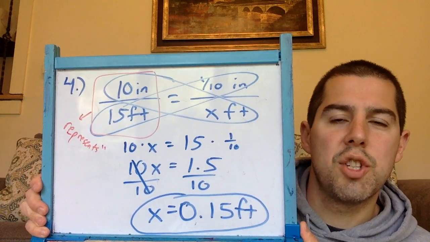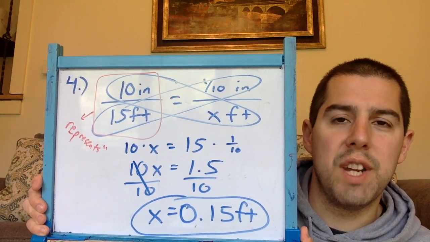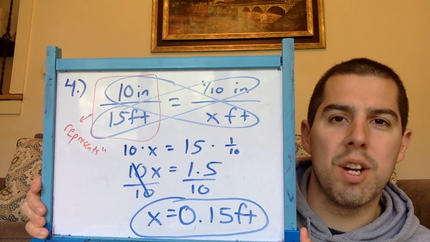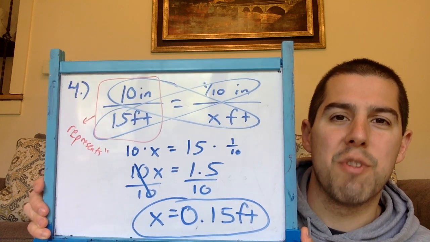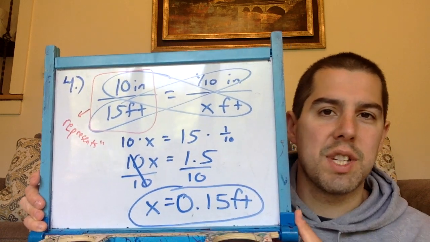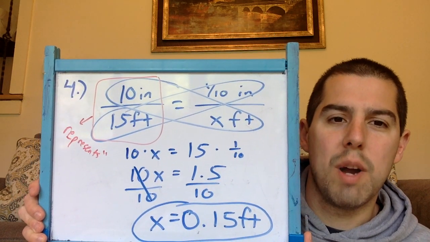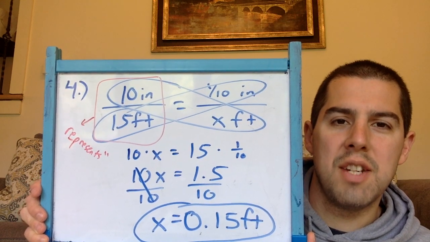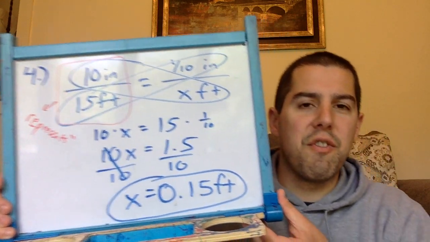Hey everybody. So I was requested to do a video to help out with some of the problems that were wrong on the answer key. So this is how you would do number 4. When you see that word represents, that means you found your scale. Since it said represents with the 10 inches and the 15 feet, that's my first fraction.